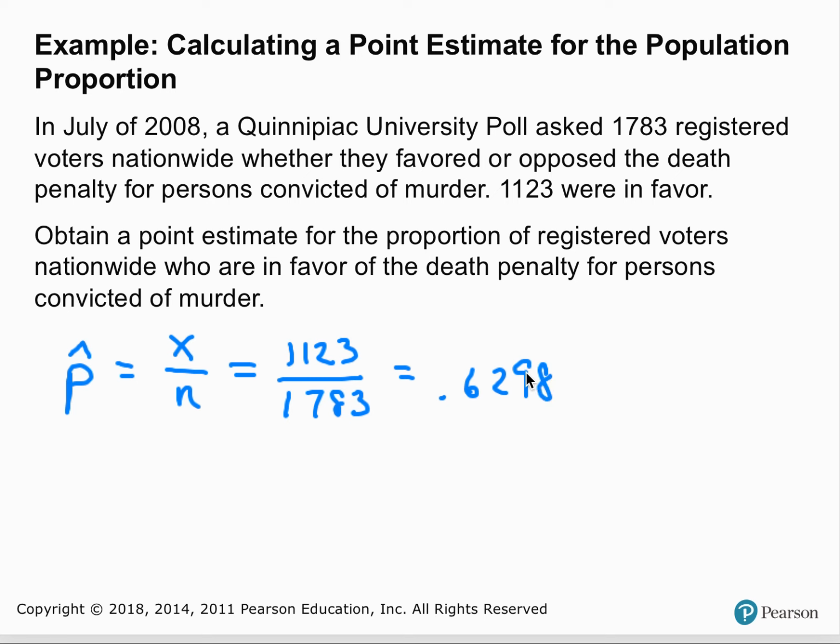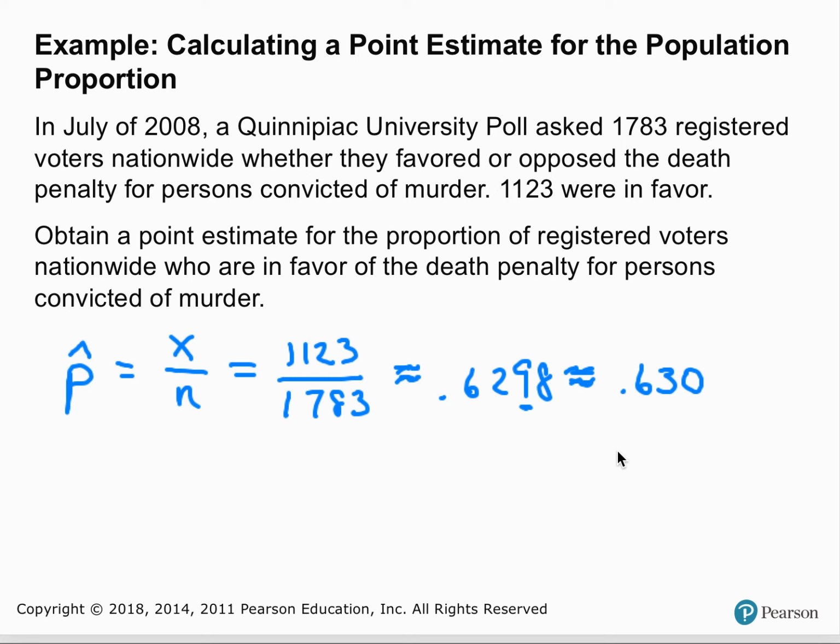Okay, so we got 0.6298, and let's agree to round proportions to 3 decimal places, right? So if we round this, that's going to go up and make this 0.63. If I need that third decimal place, and really we should probably have it as approximately. But let's round to 3 decimal places. So we estimate that 63% of voters are in favor of the death penalty.